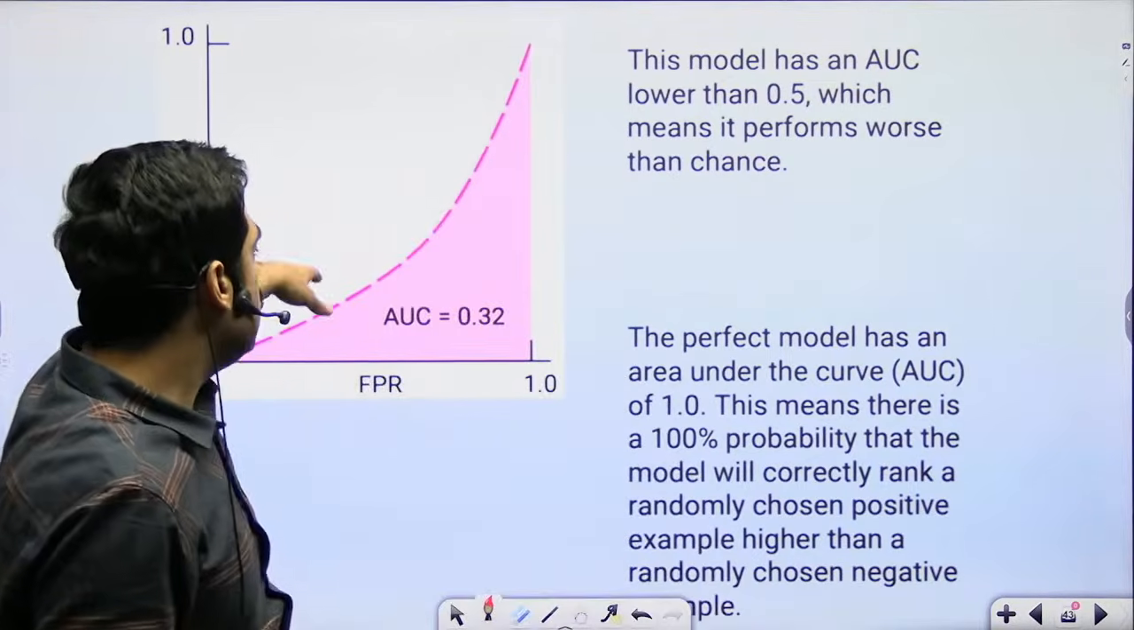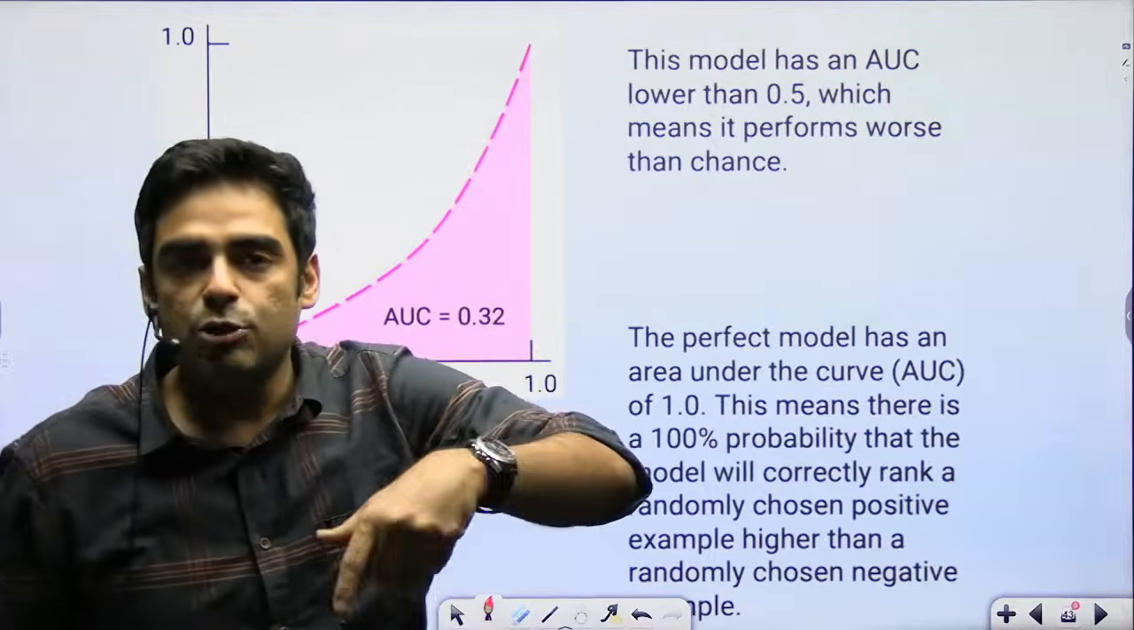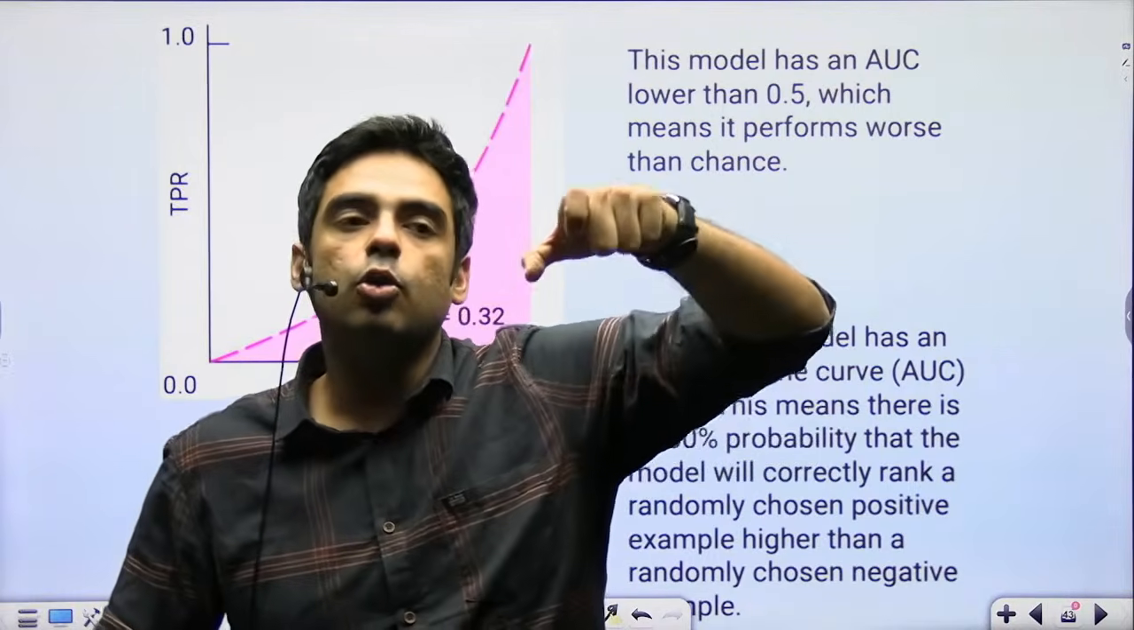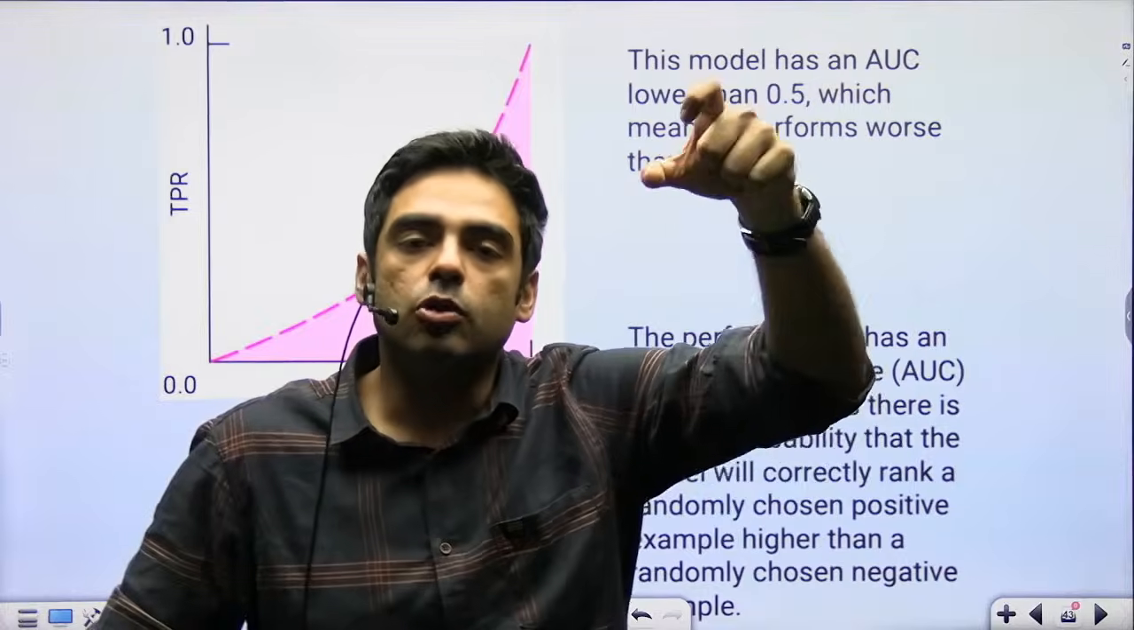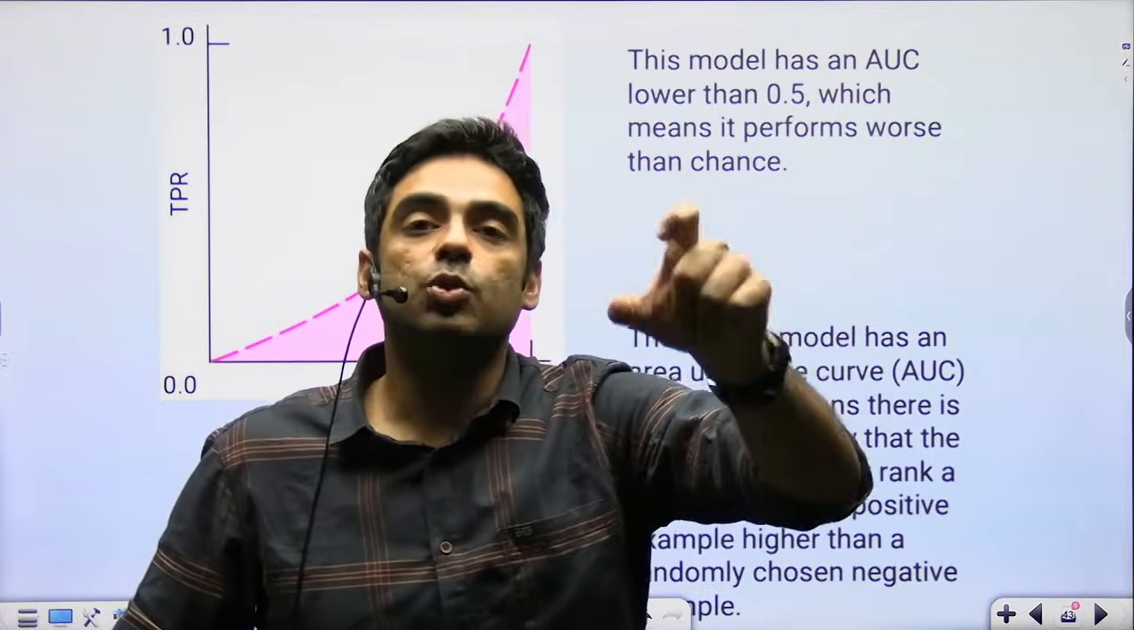So the closer the AUC is to 1, the more reliable and trustworthy the model is.